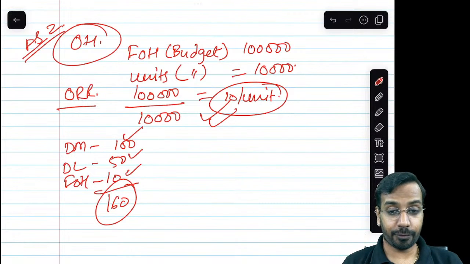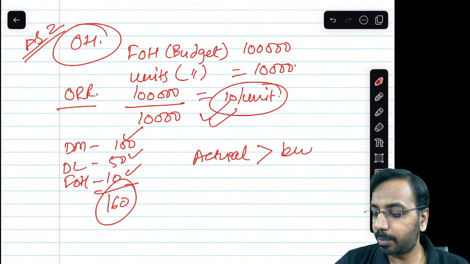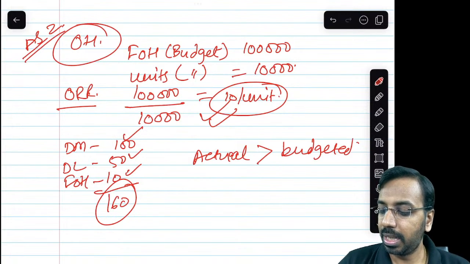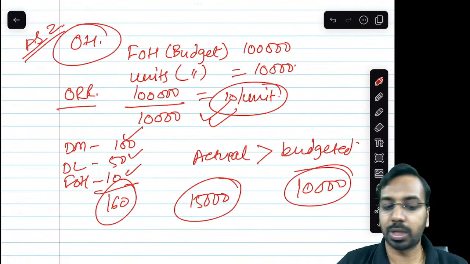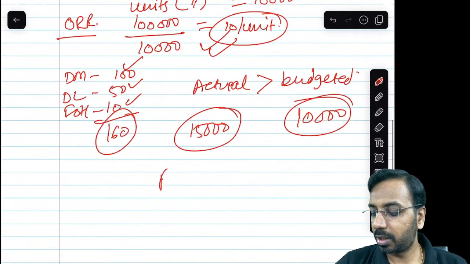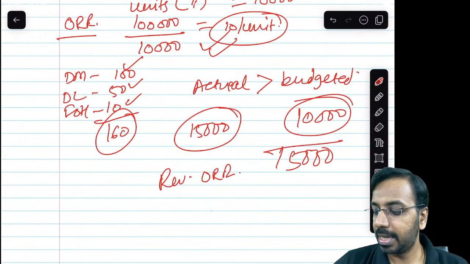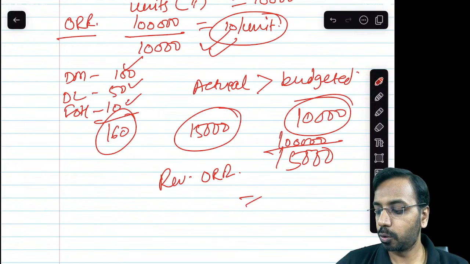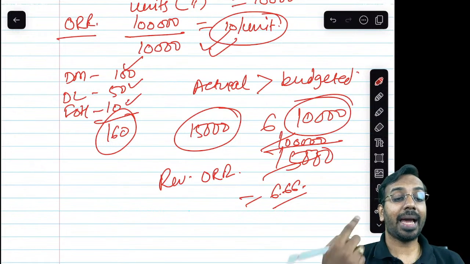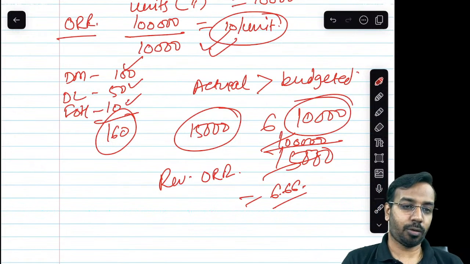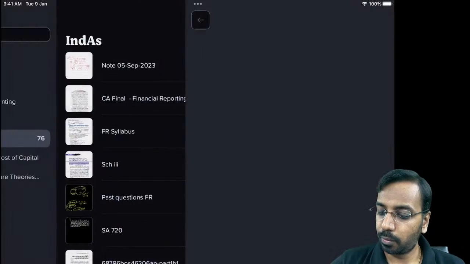But if actual production is greater than budgeted production, for example, actual production is 15,000, budgeted was 10,000. In this scenario, you will calculate something called revised overhead recovery rate. What is that? 15,000 units and 1 lakh is the cost. So it is 6.66. Always, whenever the actual output is greater than the estimated output, in that case you will calculate revised overhead recovery rate.